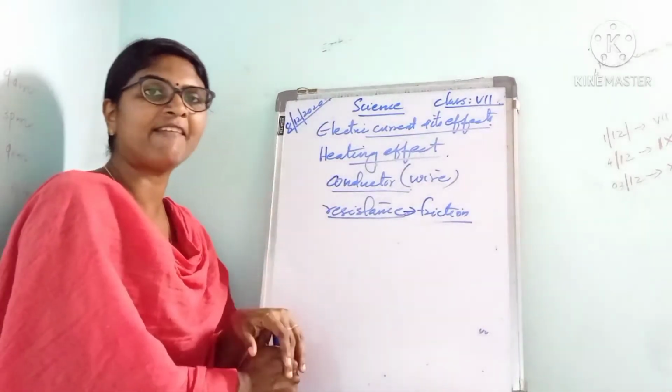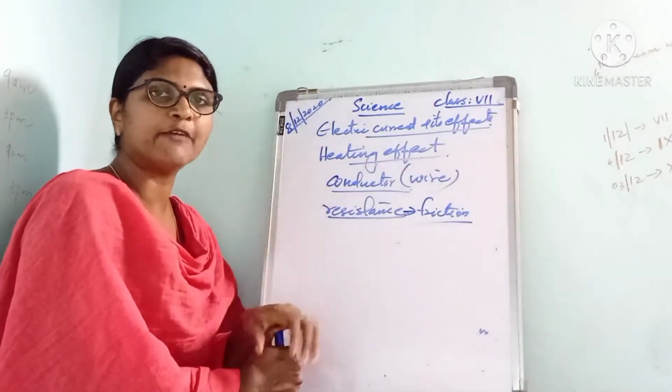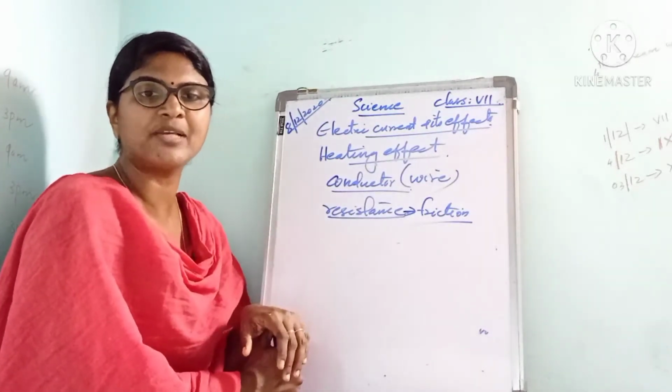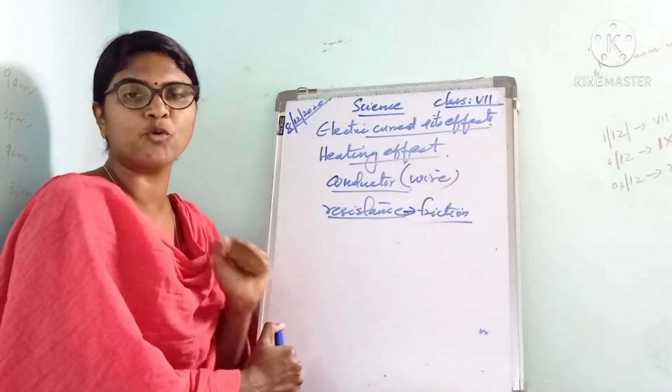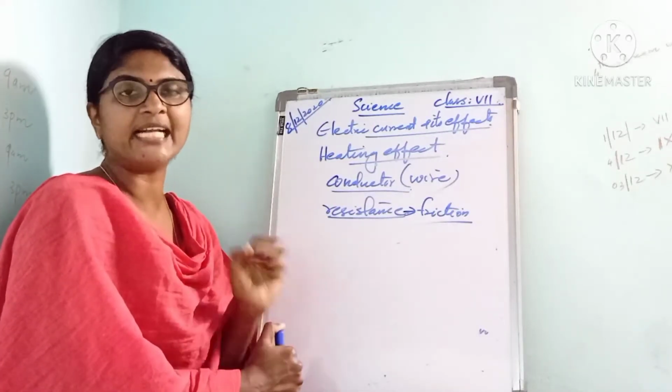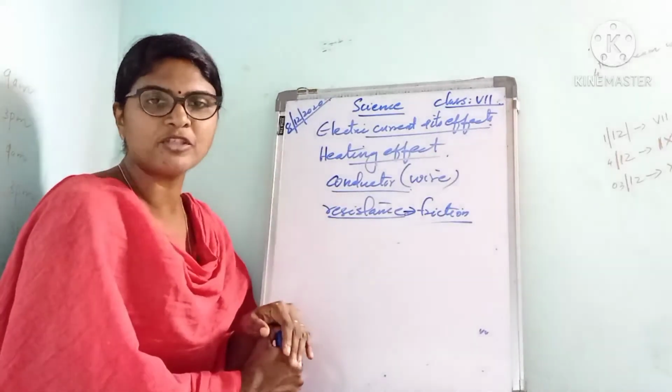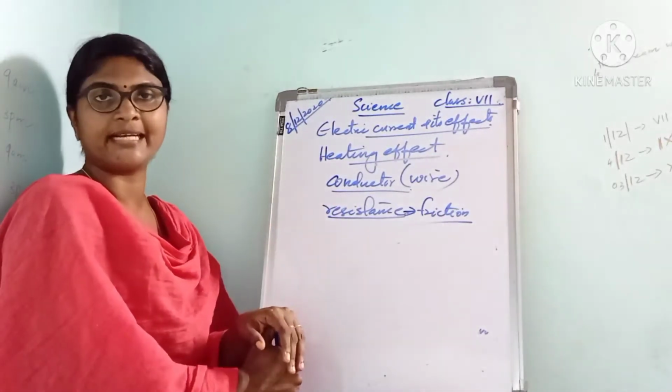What are the electric devices that are based on the heating effect of electric current? Electric bulb, electric iron, water heater, room heater, toaster and electric oven are the devices that are based on the heating effect of electric current.